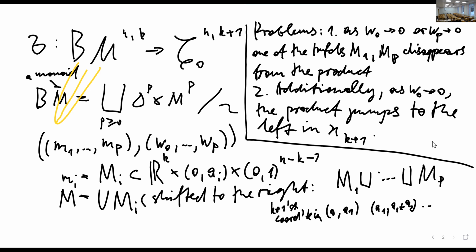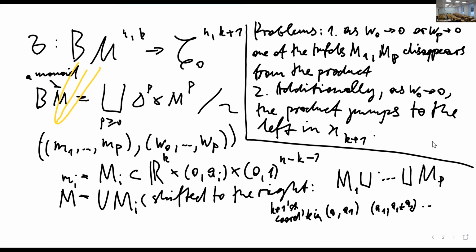For example, if W0 is 0, which element of the previous product is this identified with? Well, it's identified with something from delta p times -1, comma, the product of all, or the sequence of all MPs except the first one. The structure map just forgets the first element M1.